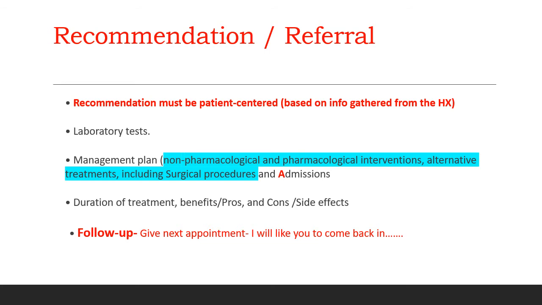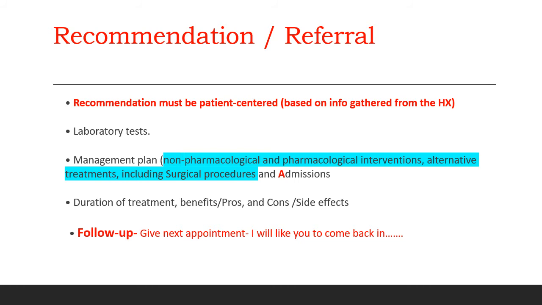For R, we need to give a recommendation based on this patient's diagnosis, taking into consideration their values and beliefs. Of course, you have gotten some of these ideas from the history. So when making your recommendation, you need to remember to mention the exact test you want to do, the management course you want to follow, including the non-pharmacological management. So you're talking about non-pharmacological and pharmacological interventions, other treatments that are possible, including surgical procedures and admission where necessary.